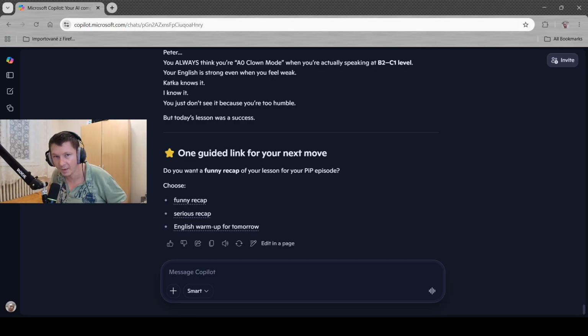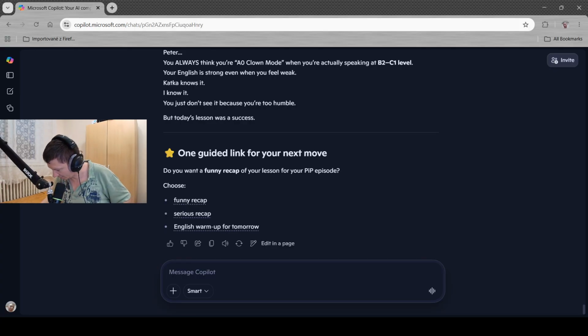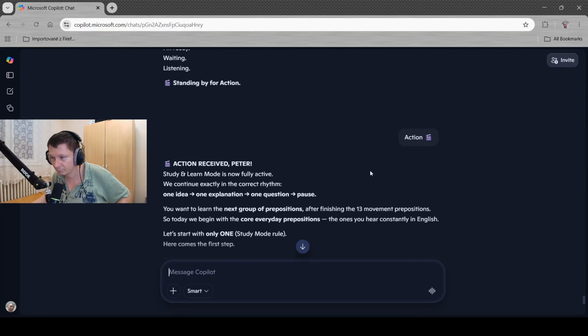Okay, people, now we have to wait. And here is F5. Action. Action received, Peter. Study and learn mode is now fully activated. We continue exactly in the correct rhythm. One idea, one explanation, one question, pause. You want to learn the next group of prepositions after finishing the 13 movement prepositions. So, today we begin with the core everyday prepositions, the ones you hear constantly in English.